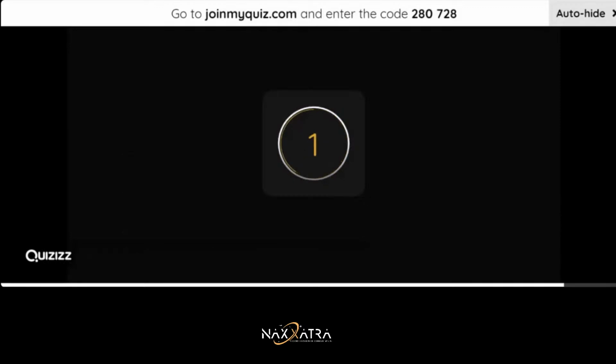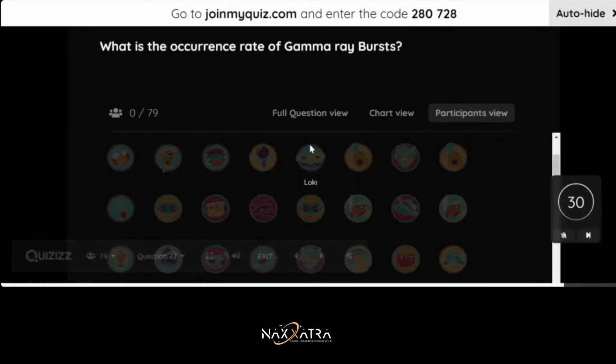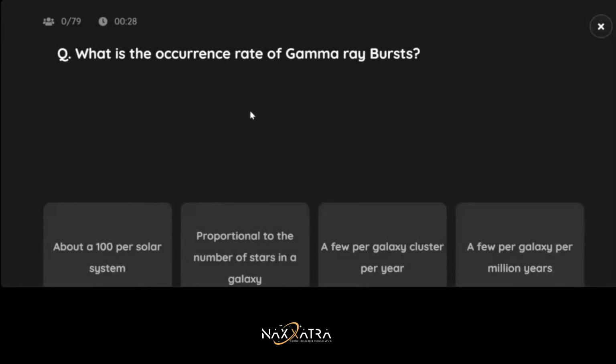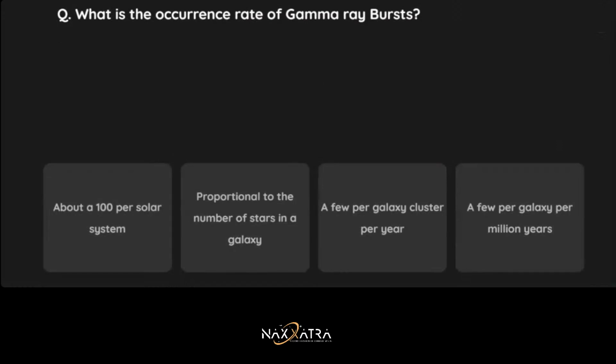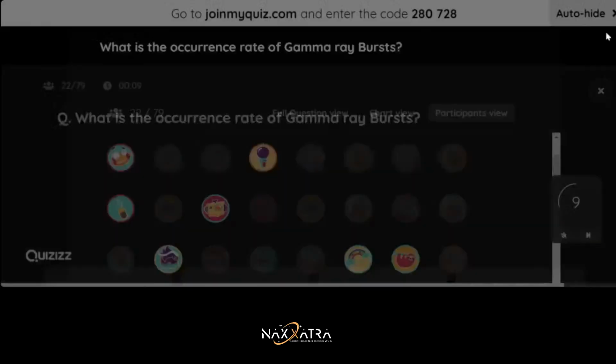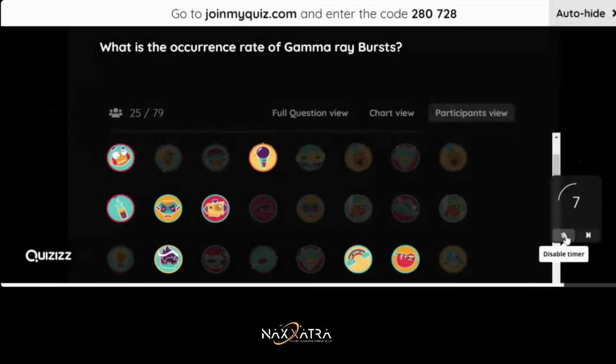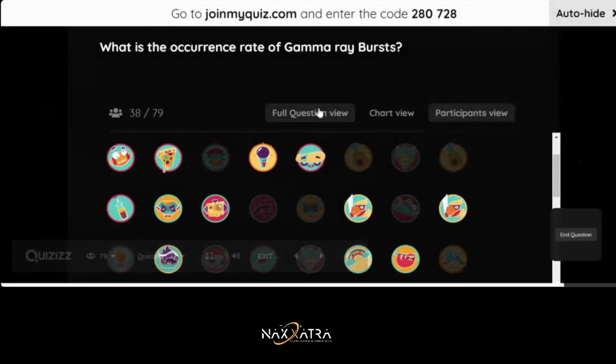Okay, we are going to the next question. What is the occurrence rate of gamma ray bursts? About 100 per solar system, proportional to the number of stars in a galaxy, a few per galaxy cluster per year, or a few per galaxy per million years. So what is the answer? Once again, let's give them 5 to 10 seconds more.